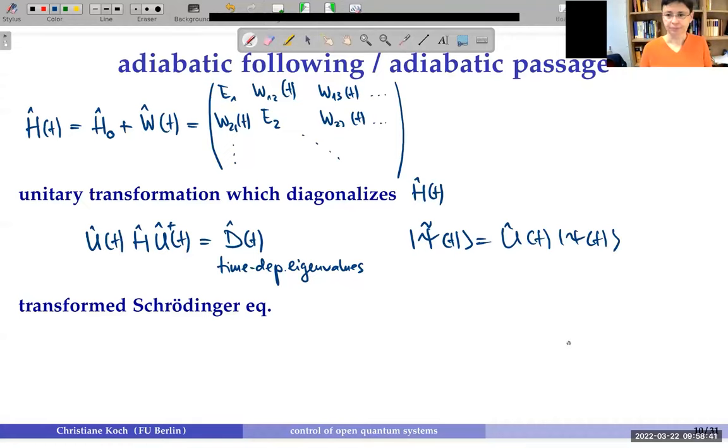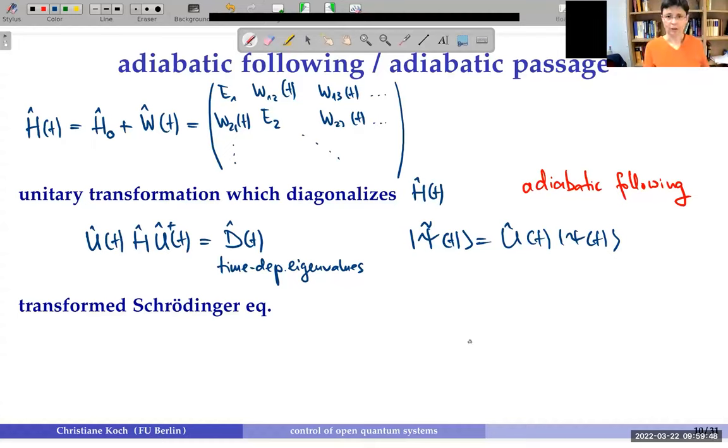And now here comes the idea of what is called adiabatic following. And this goes as follows. Let's assume that at our initial time, all these controls, all these W's are switched off. And let's assume we prepare our system in one eigenstate, whatever one you want, of H0. And now we want to choose the time dependence of these W's such that we stay in the eigenstate. So the eigenstate itself will change because my Hamiltonian changes with time. But I can still number the eigenstates and I want to stay in the eigenstate with the same number. This time-dependent eigenstate in turn is a superposition of the field-free states, of the eigenstates of H0.